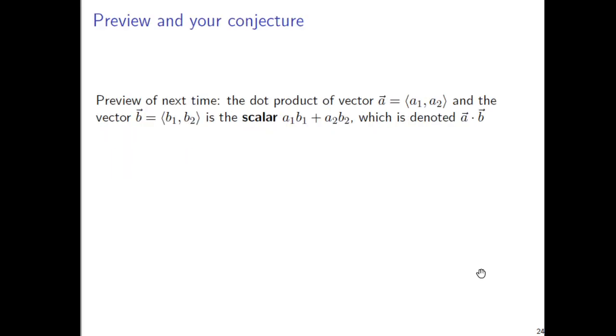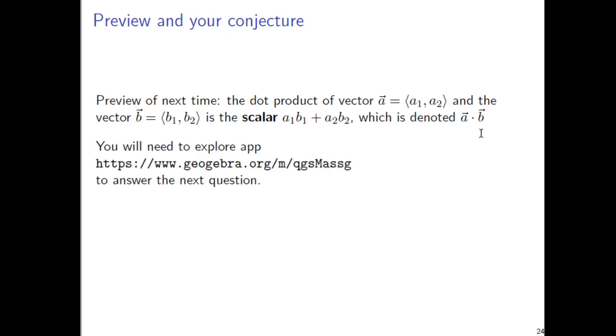Just as a preview for something we'll look at in the next day's worth of slides, the dot product of a vector with components a1, a2 and a vector with components b1, b2 is a scalar. That scalar is found by multiplying the first components of the two vectors, multiplying the second components of the two vectors, and adding those products together. That is denoted with a dot. The dot is required in a dot product. You cannot skip writing the dot there.